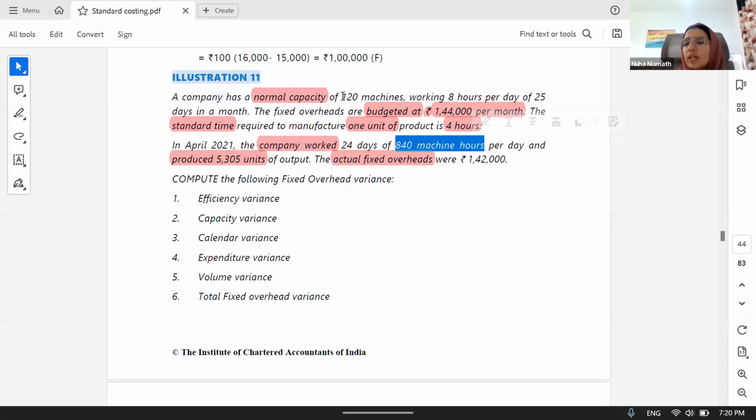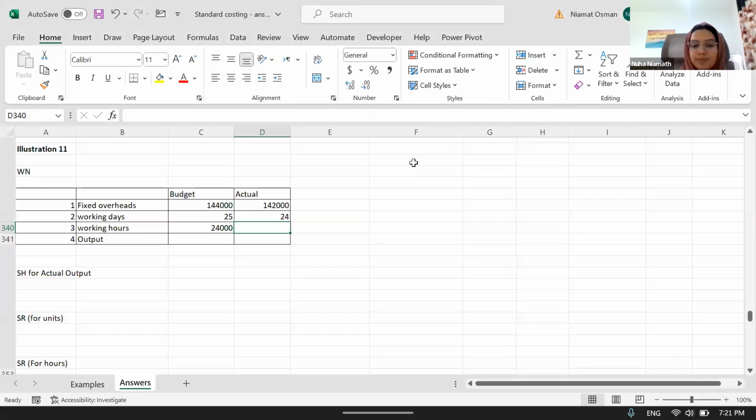Here what they have done is we have kept the machines separately and the hours per day separately. Here they have multiplied both the machine and the working hours, and they have given the total amount. Clear? So instead of multiplying 120 into 8, they have already multiplied their machines into the hours per day and gotten 840 machine hours. So here we can say the total actual hours is 840 machine hours into 24 days. That gives us 20,160 working hours.